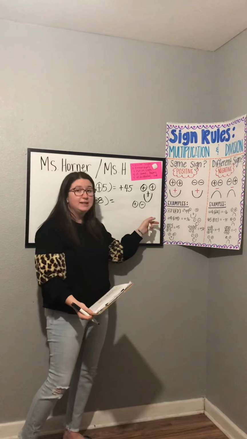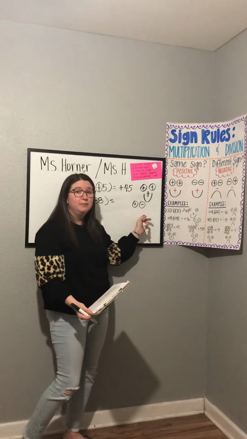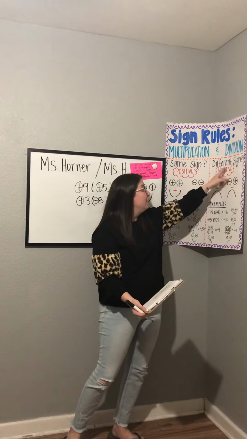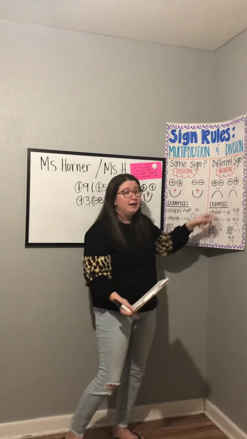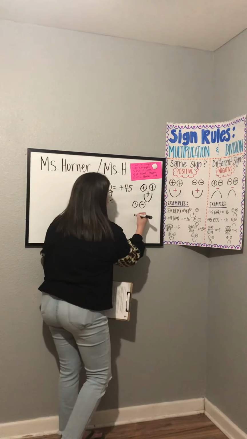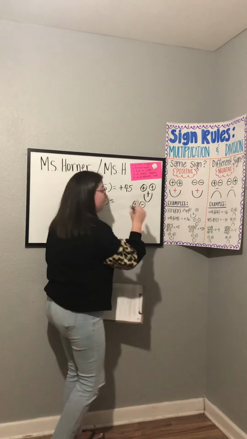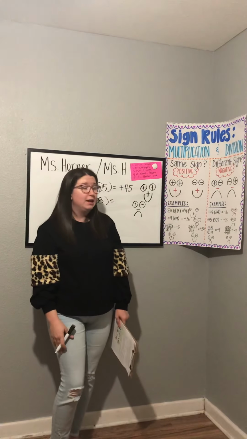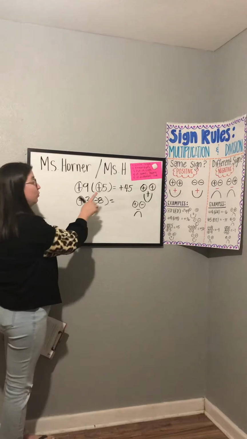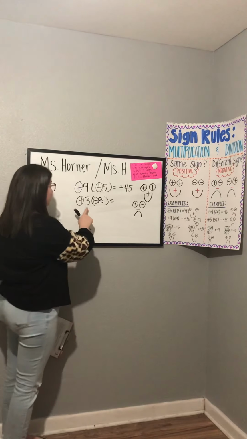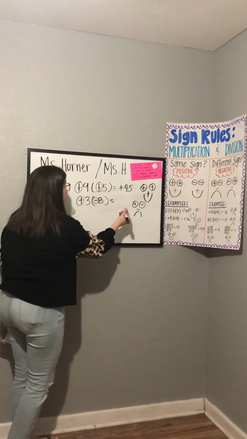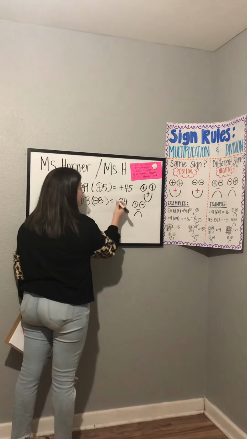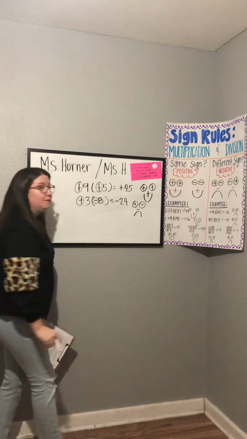Are these signs the same, or are they different? They are different. So as it says here, they are different. It will be a sad face. We're going to put a sad face and a negative for the nose, which indicates that your answer will be negative. So we simply multiply our numbers now. 3 times 8 equals 24, and our nose tells us it will be a negative 24.